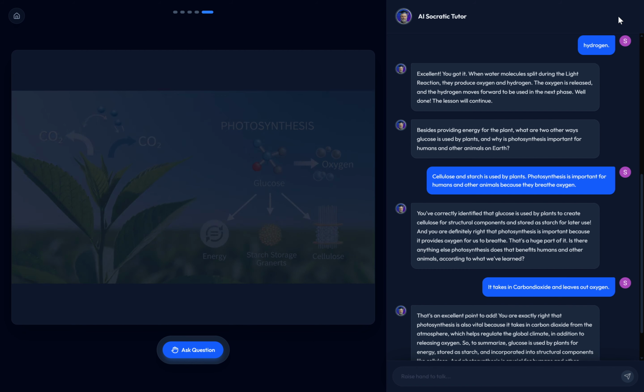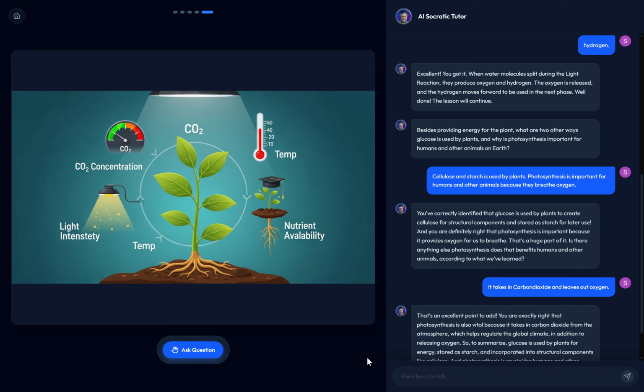Even though photosynthesis is amazing, its speed can be limited by several things. For example, if there isn't enough carbon dioxide in the air, or if the temperature is too hot or cold, or if there's not enough light or nutrients, the plant won't make as much food.